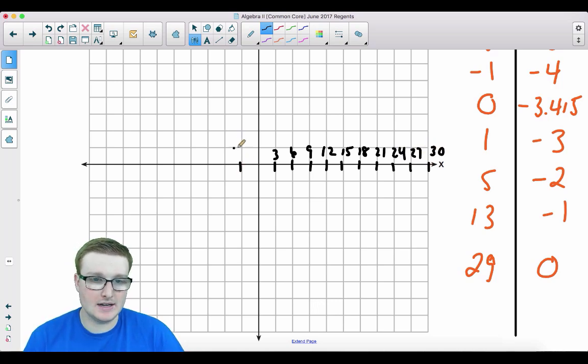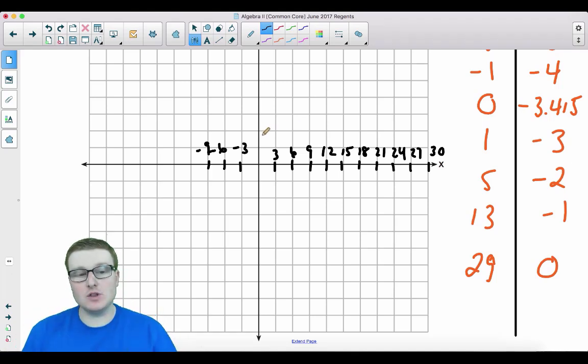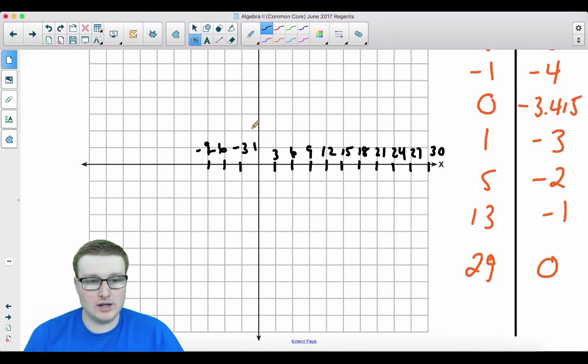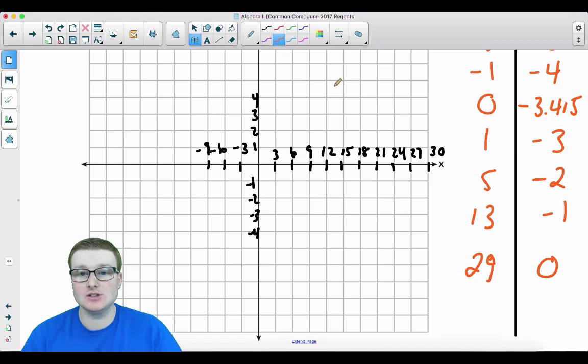And go negative. -3, -6, -9. Stop at -9 because you don't need to go any further. Then for the y-axis, I'm going to count by 1. So 1, 2, 3, 4, -1, -2, -3, -4. So let's go ahead and graph this. Let's go and graph all these points.